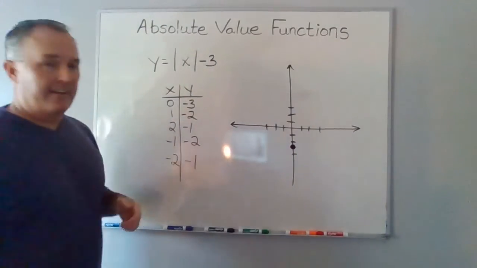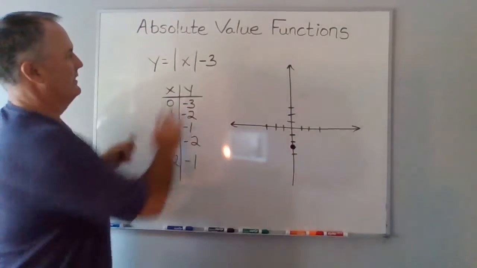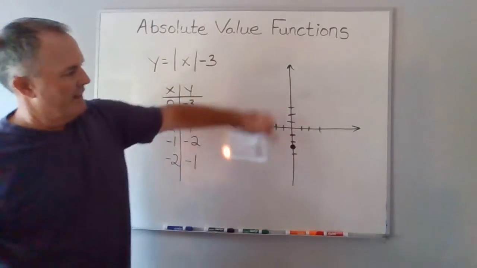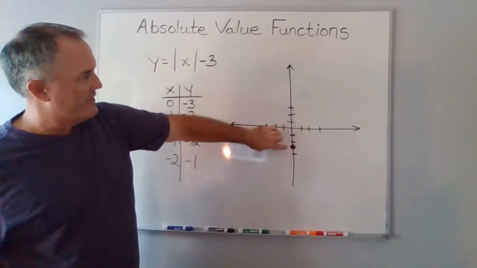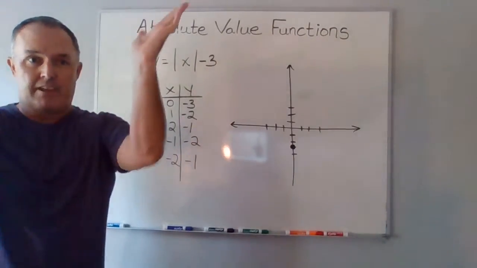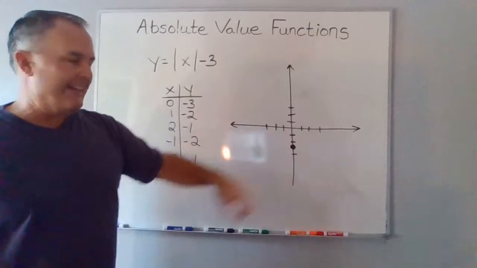So as you can see already, from the parent function, which was just y equals absolute value of x, that would start at the origin, it's gone down 3. And everything else should pretty much look the same. It should still look like a V. However, now it starts off at negative 3.